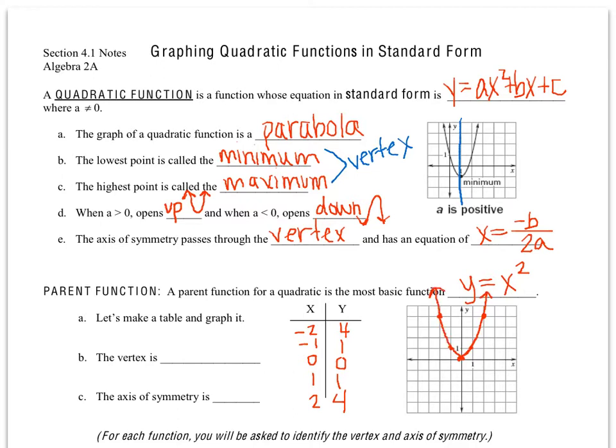There's my parabola. My vertex is right here, at the very bottom. It's a minimum, and it's the point 0, 0. For your parent function, the vertex is always 0, 0. The axis of symmetry, I'm going to draw that in here. It goes right through the middle. My axis of symmetry is this line right here through the middle. All the x values on that line are 0, so our axis of symmetry is x equals 0.